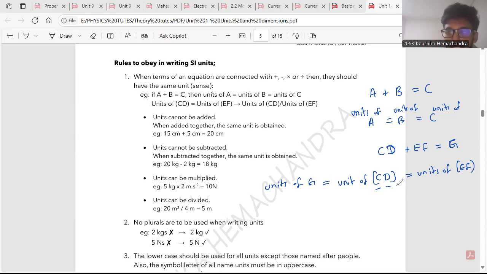Then C doesn't need to be equal to E, or D doesn't need to be equal to F. What matters is the multiplication of C and D should give the units of the multiplication of E and F. Right? That is why they can be added together. And their units is equal to units of G.